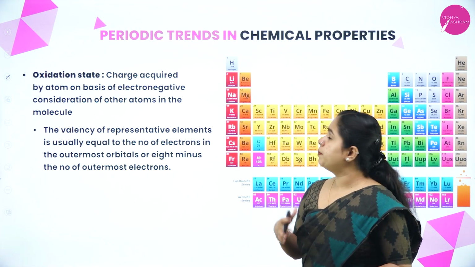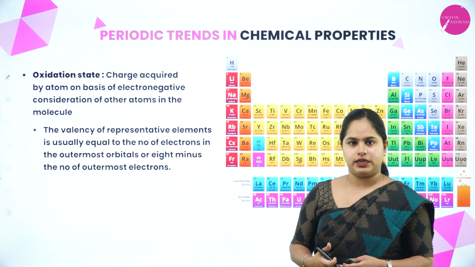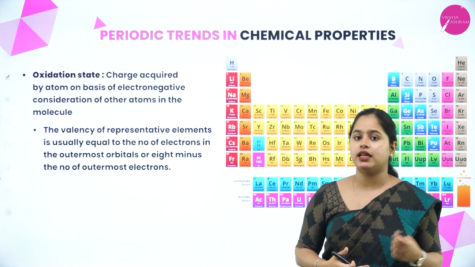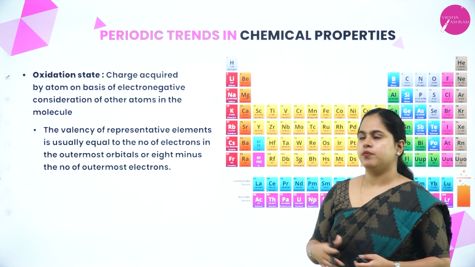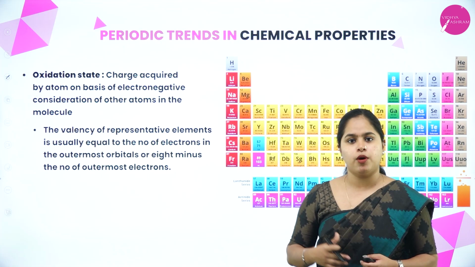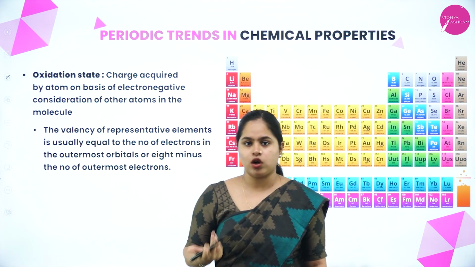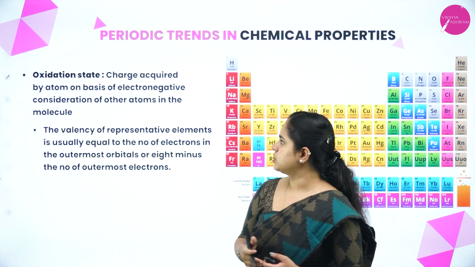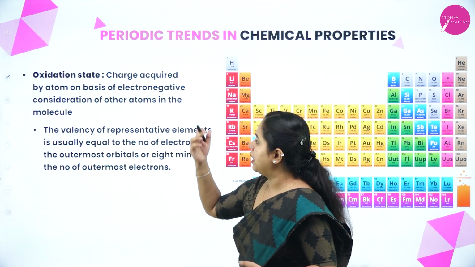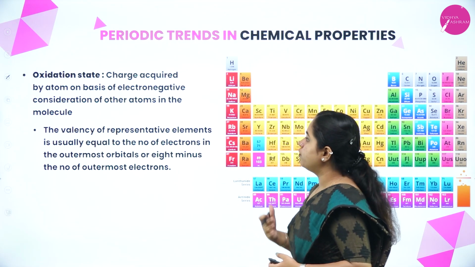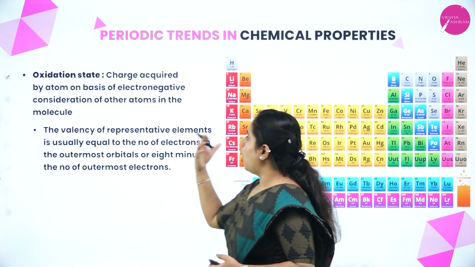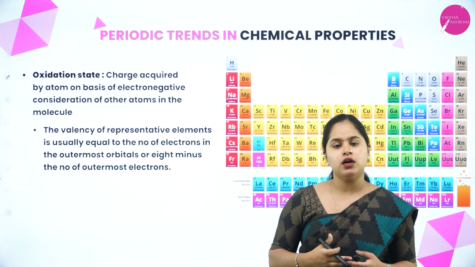Now moving on to the periodic trends in chemical properties. Till here we discussed the trends in physical properties, right? Now we are going on to study chemical properties. The first one we are going to study is oxidation state. Now what is oxidation state? It is the charge acquired by an atom on the basis of electronegativity consideration of other atoms in the molecule.